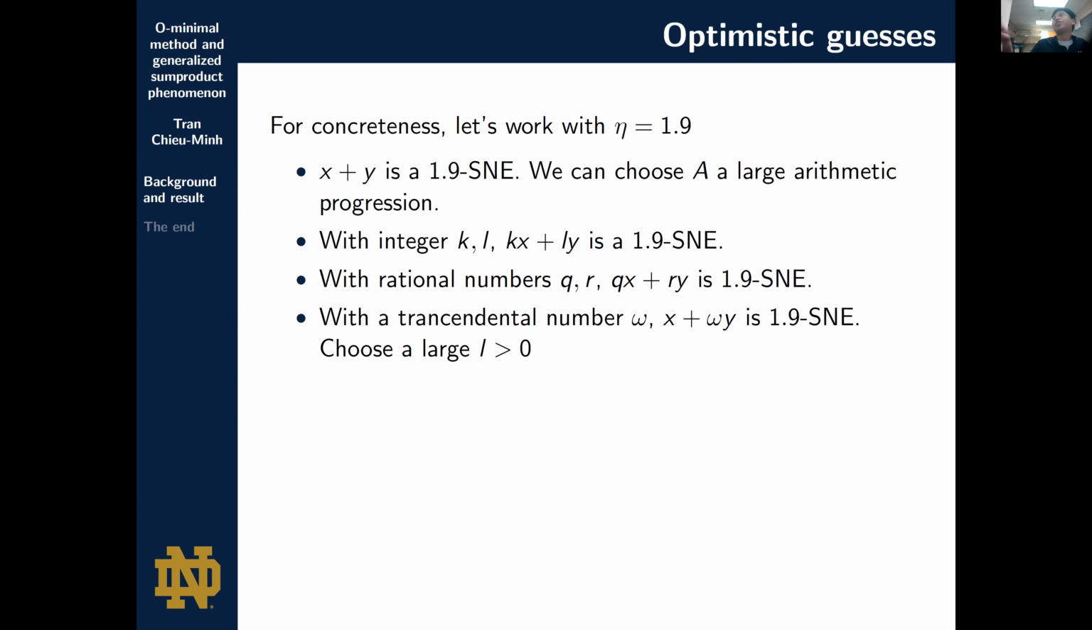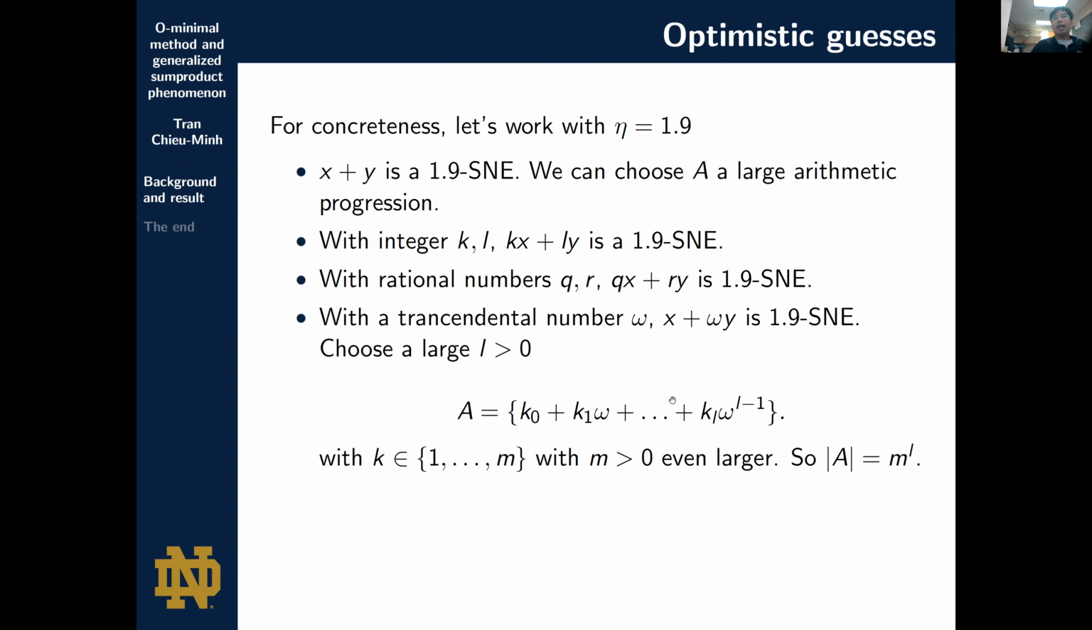It is a little bit more involved when you are looking at a polynomial like x plus square root of 2 times y. But it turns out that, maybe x plus pi y, this is still a 1.9 symmetric non-expander pair. For this, the construction of A could be a little bit more subtle.